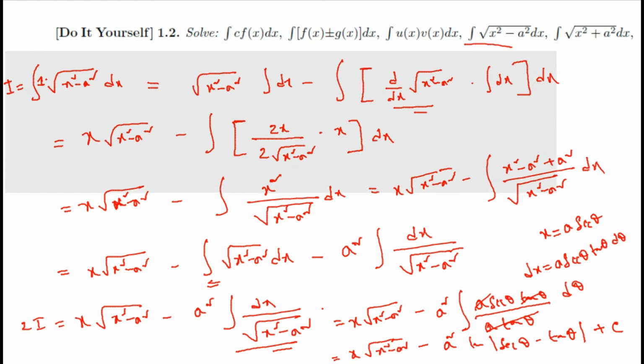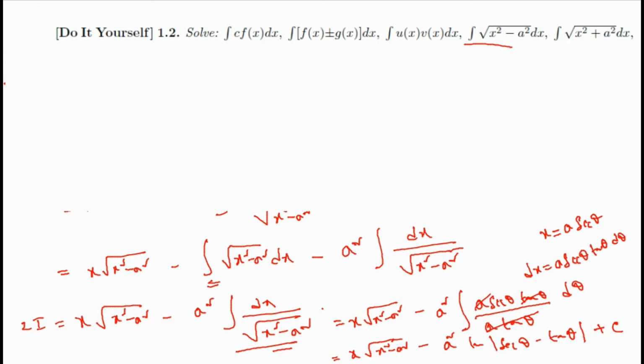Looking at the board, now 2I equal to x root x square minus a square minus a square log, so what is our sec theta? Sec theta is x by a, and what is our tan theta?